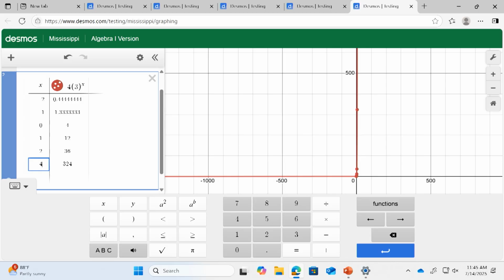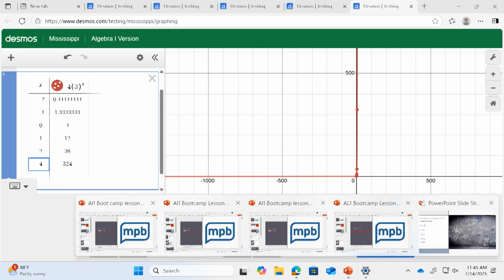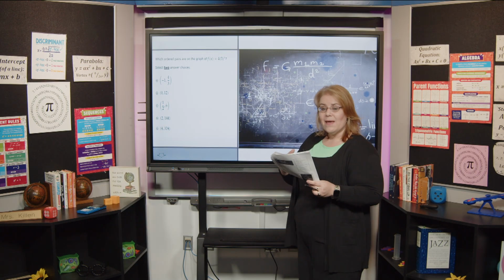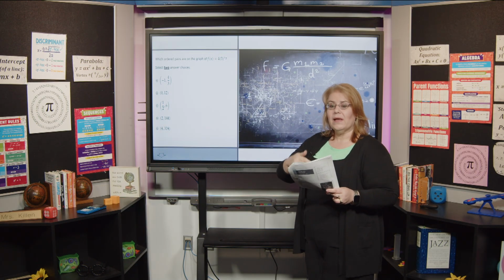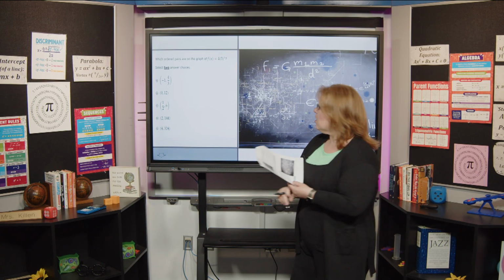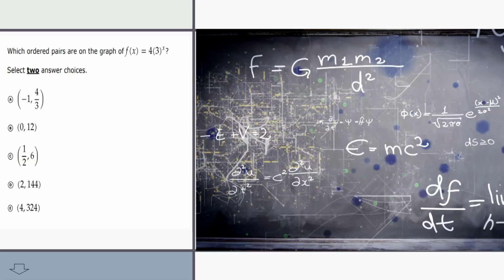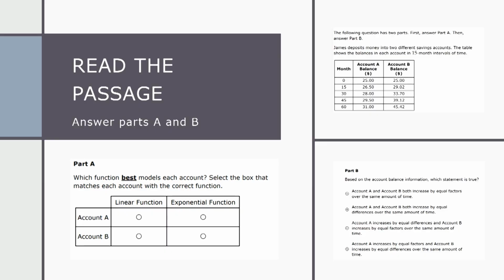So we have found out by plotting on our graph, plus looking at our table, just pulling the table and seeing what those different x values are, and we can find that our answer is A and E. That's a good use of that technology. Okay, so let's read the passage.